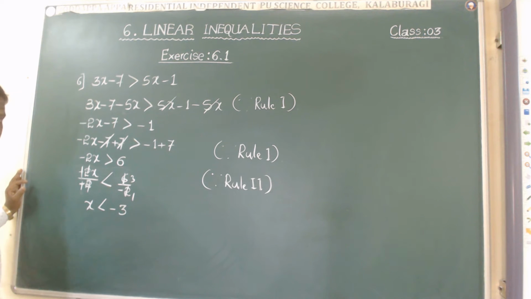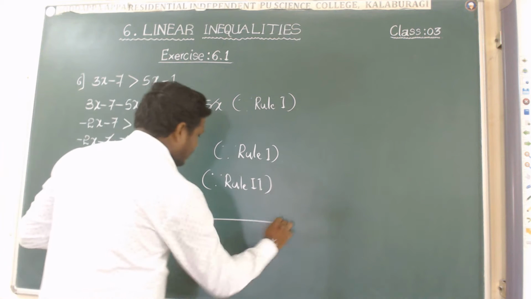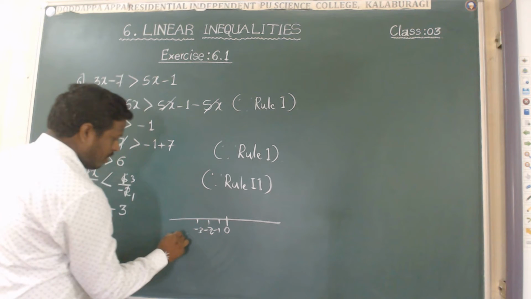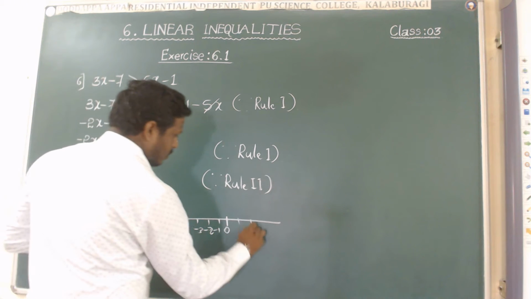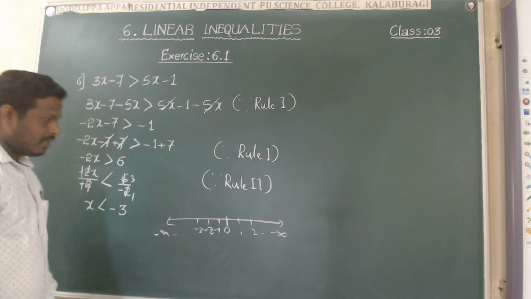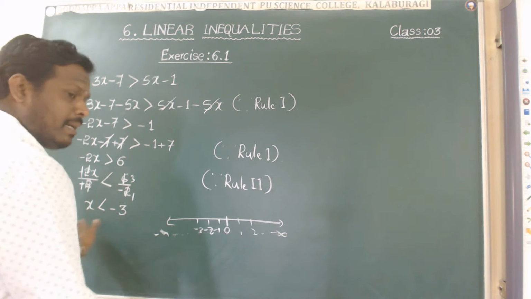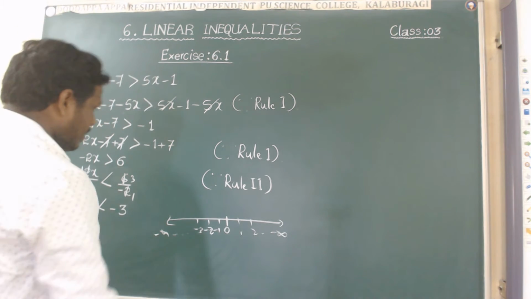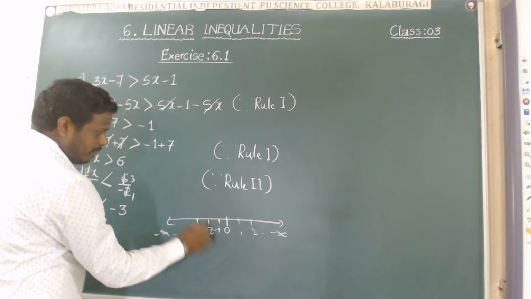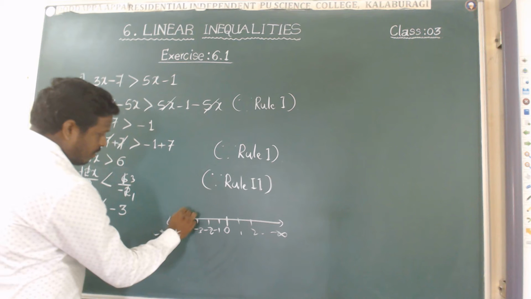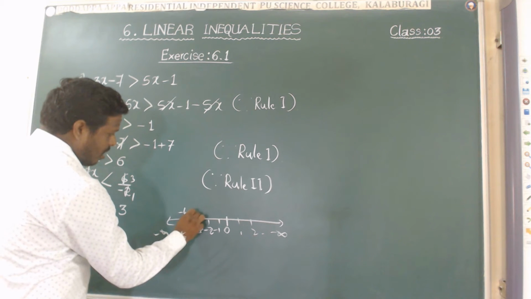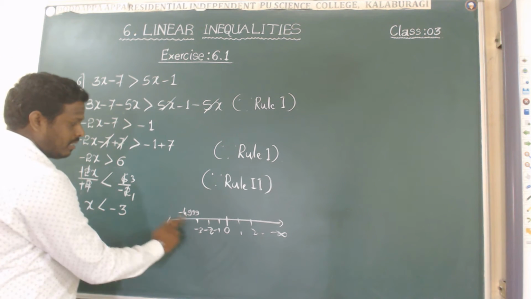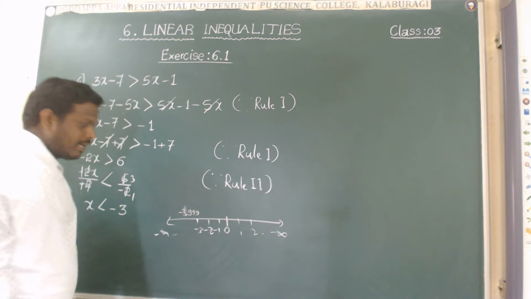Which are the values on a number line? Less than minus 3, so on up to infinity. Positive 1, positive 2, and so on up to infinity. Less than comes on the left side of the number line, and more means the right side. Since it is less than minus 3, the values of x will be like minus 999, minus 3.99 and so on. Getting it?